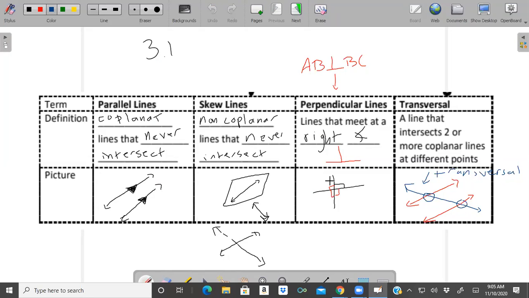But they are non-coplanar. Coplanar would mean they're like this. Non-coplanar means that they're like this. So that means they can never ever cross with each other no matter which direction they go, because no matter what, they're never going to cross. Okay?